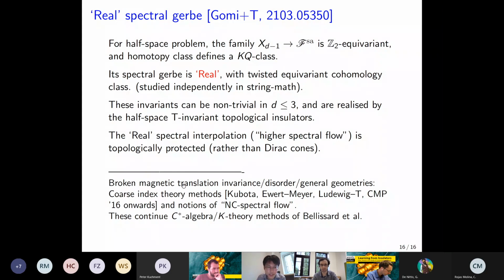So today, I think it's a non-commutative day, supposedly. So I would like to say there's a non-commutative version of everything I've said. If you have complaints about broken translation invariance, magnetic fields, disorder, perturbations in the geometry, etc., I'd like to advertise a point of view which uses coarse index theory. You can look at some of the authors and references. And these build on the ideas of using C-star algebras and their K-theoretic invariants to study topological aspects of spectral features of solid-state systems.